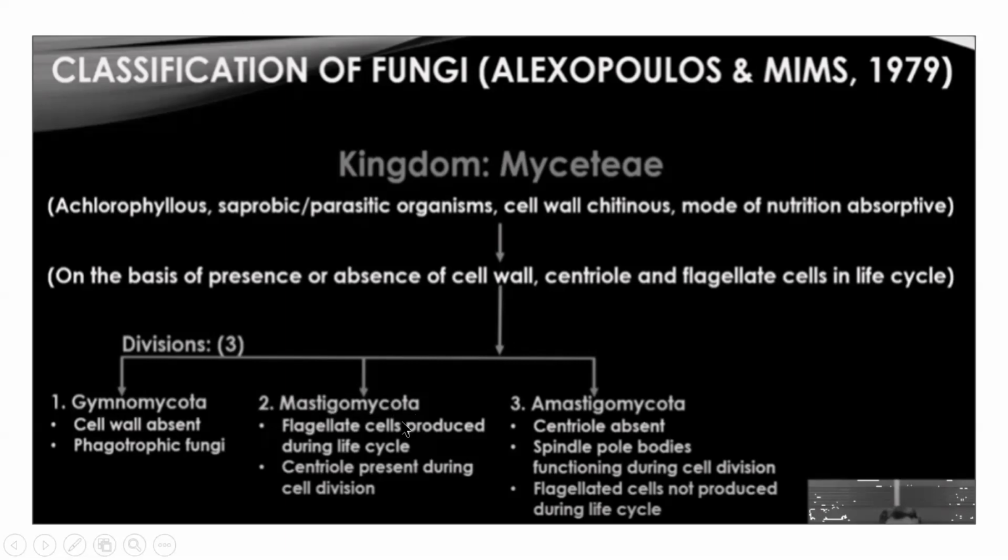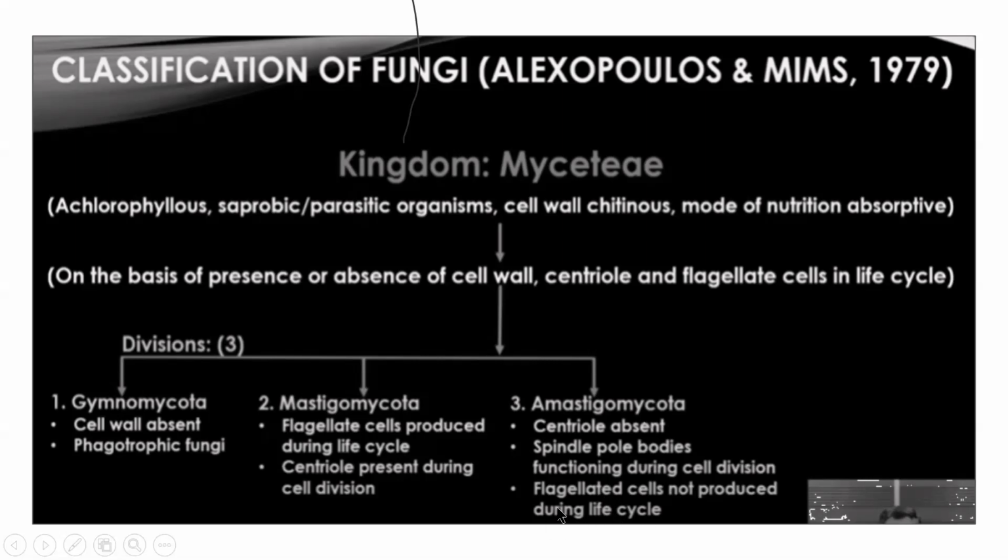Second division, Mastigomycota. Here the fungi produce flagellated cells. That means you have motile cells produced during the life cycle, and centriole is present during cell division. In the third division, Amastigomycota, there is the absence of centriole. No centriole is present. Spindle pole bodies are there, functioning during cell division like the spindle fibers you see in plant cells. And flagellated cells are not produced.